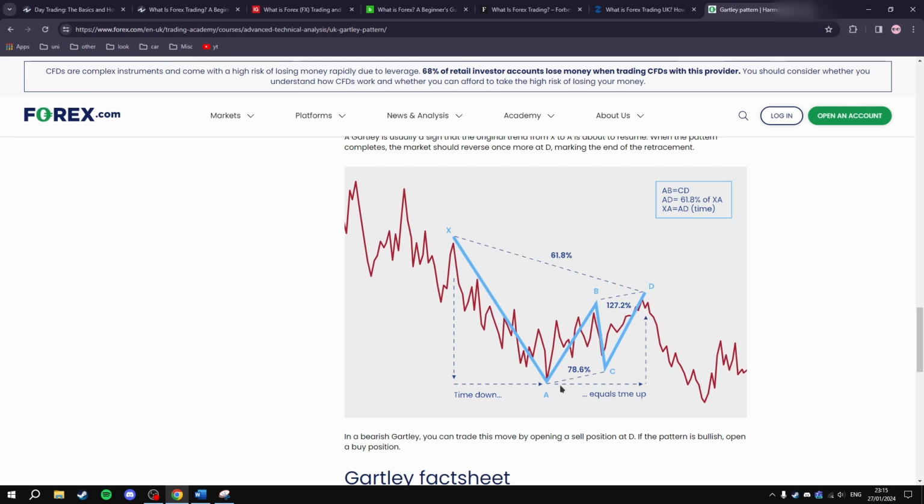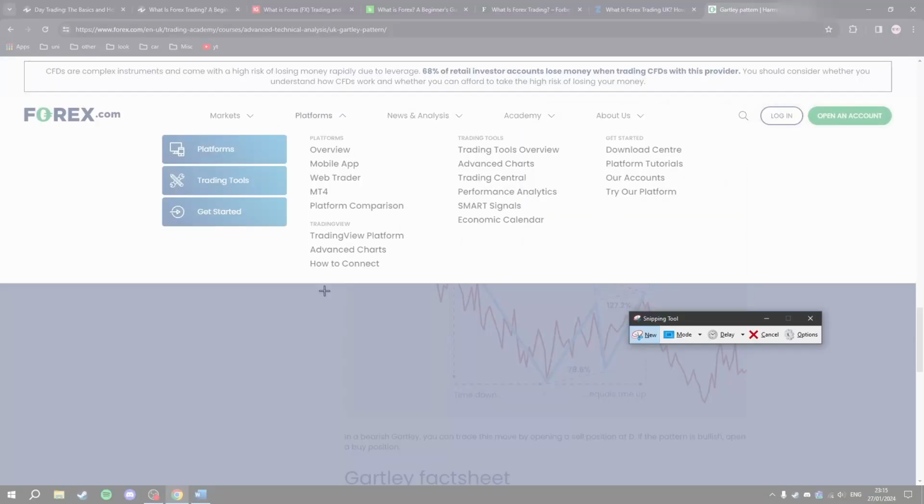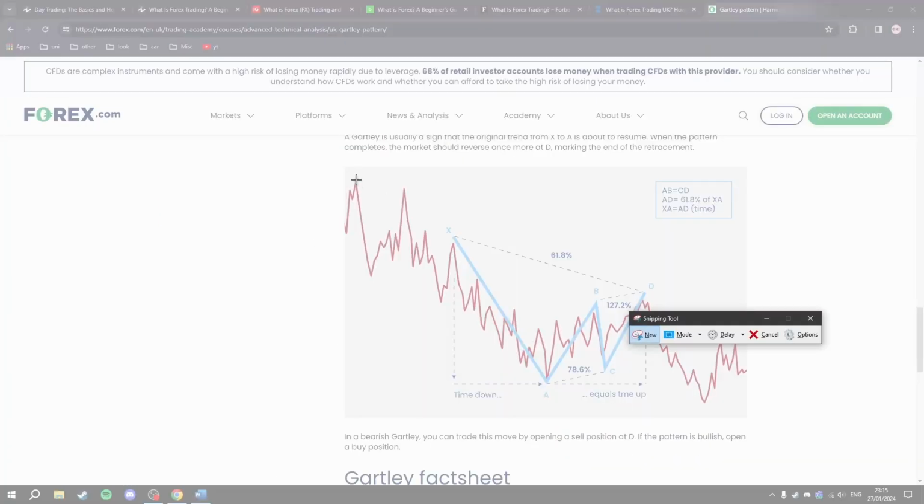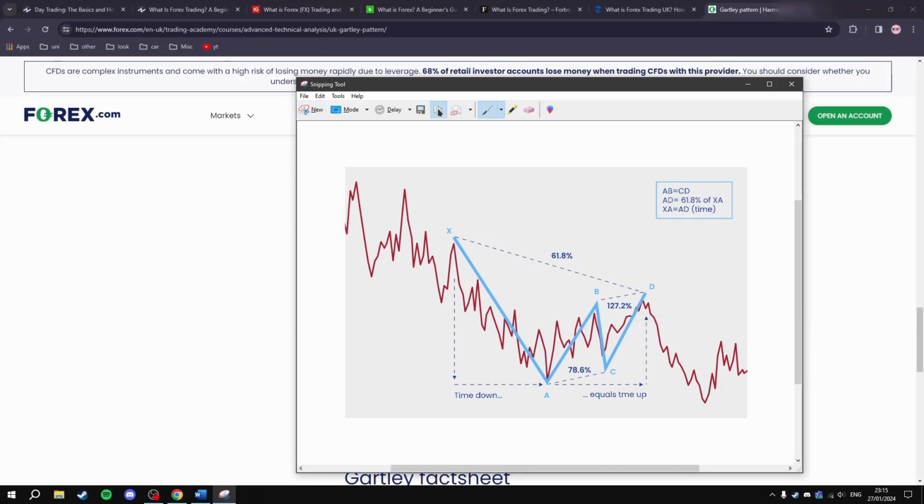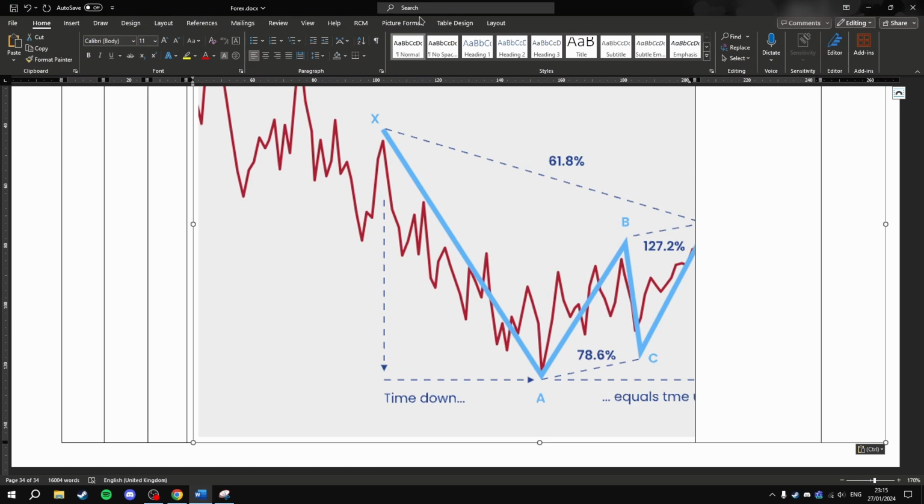Time down equals time up. Also, that time should equal whatever that takes. I think this is more helpful than the other one, to be honest. Still, take this. Copy it. Paste it.